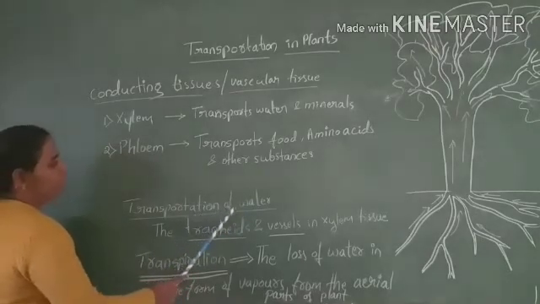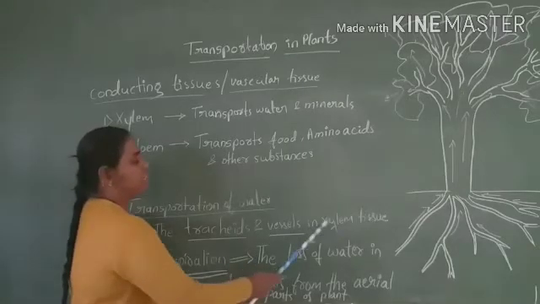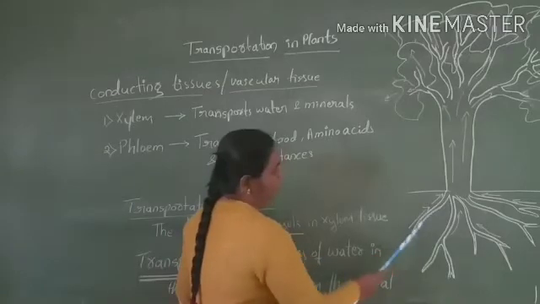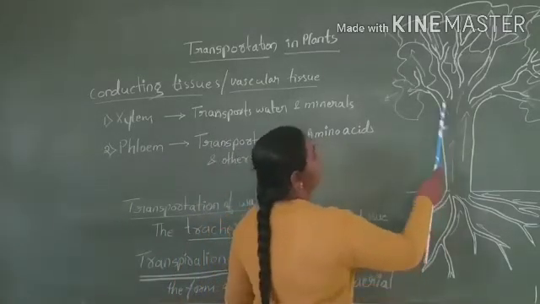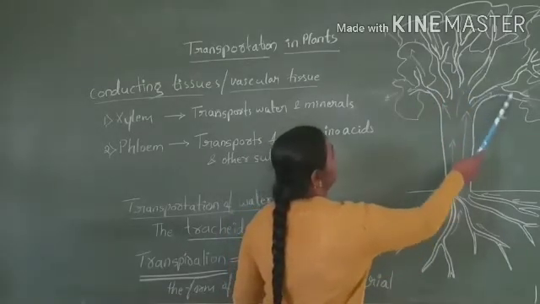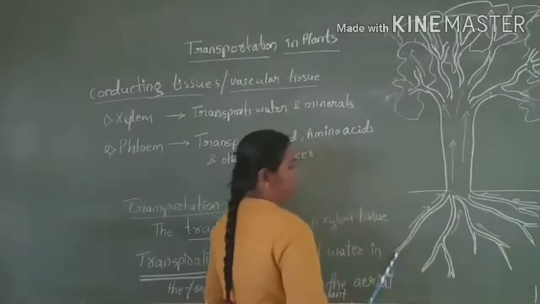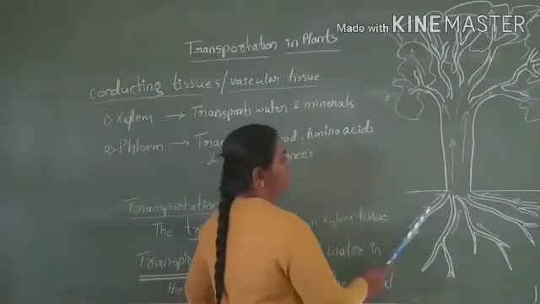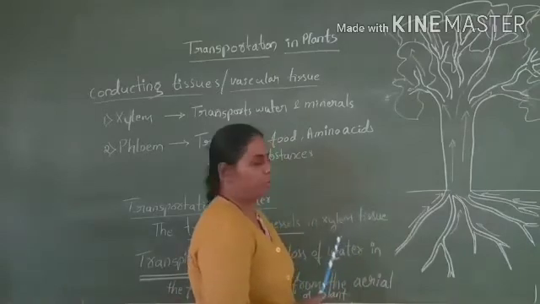For transportation of water and mineral salts, the tracheids and vessels in the xylem tissue of the roots join one above the other to form a pipe-like structure all over the plant body. This helps to conduct water and minerals that are absorbed from the soil. Now the question is how the water and minerals move upward against the gravitational force.